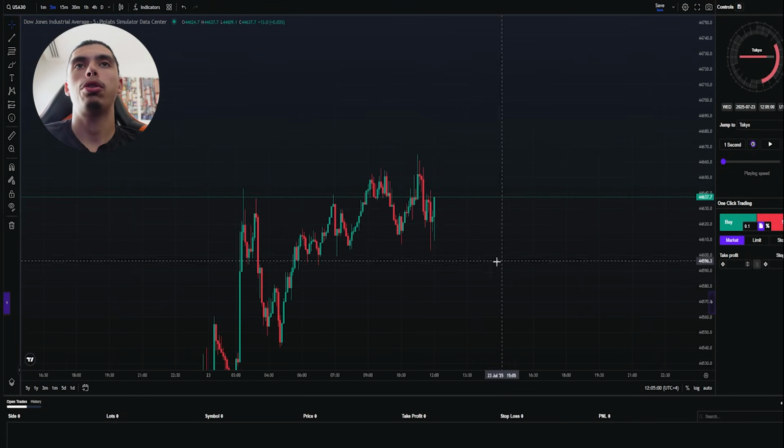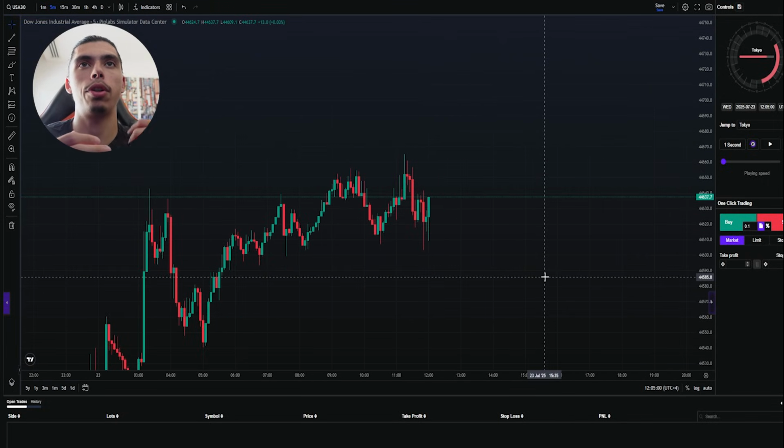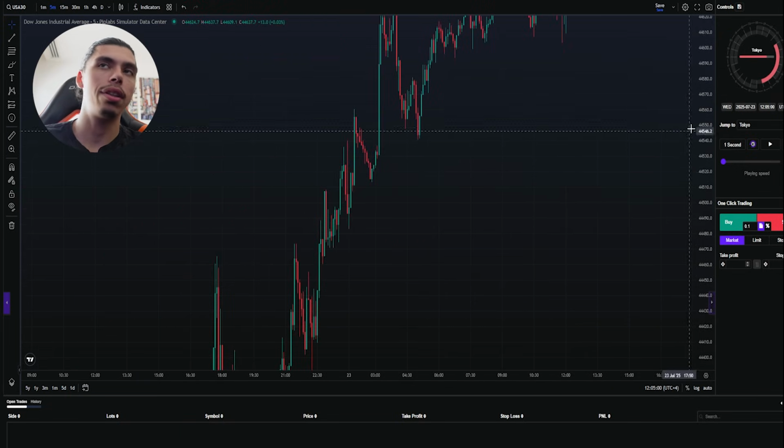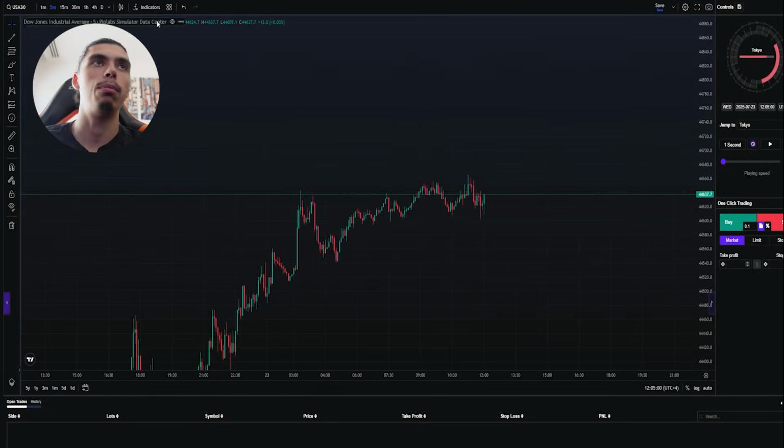So I'm going to be showing you here a full example. I'm going to use US 30 here as an example of a trade, and I'm going to run you through it so you understand exactly step by step how I take this. So step number one is understanding. We can see we're in this uptrend. I think it's pretty clear to see we've been moving up.